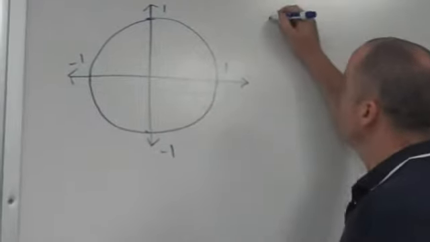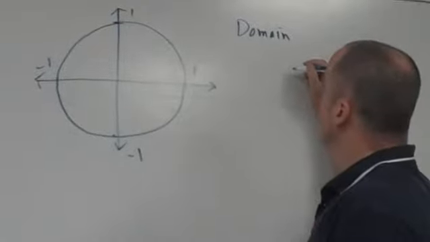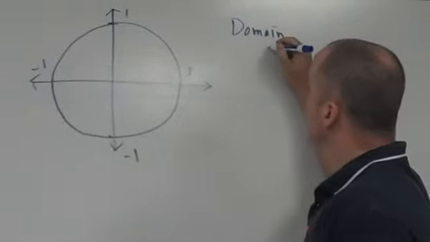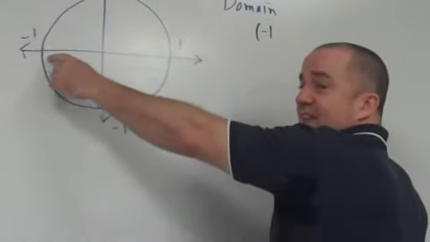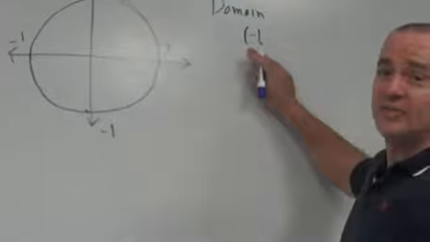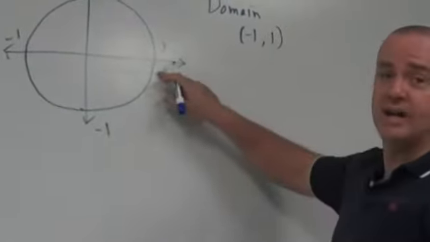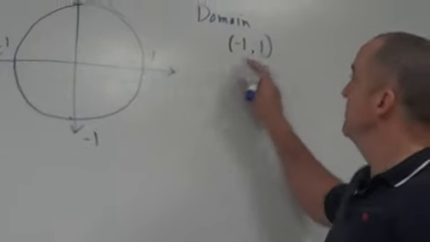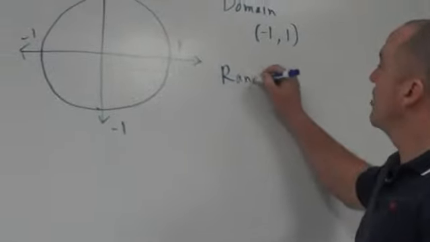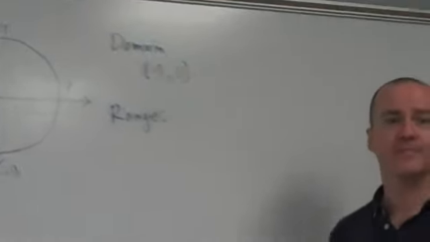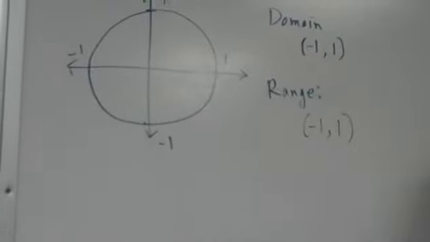This is 1. This is negative 1. The domain of this, even though it's not a function, is still going to be from left to right. It starts at negative 1, and it does exist at negative 1, so I use a parenthesis because it does exist there. It goes over here to 1, where it stops existing, but it does exist at 1, so I have to use a parenthesis. How far up and down does this circle exist? It goes from negative 1 to 1. Okay?